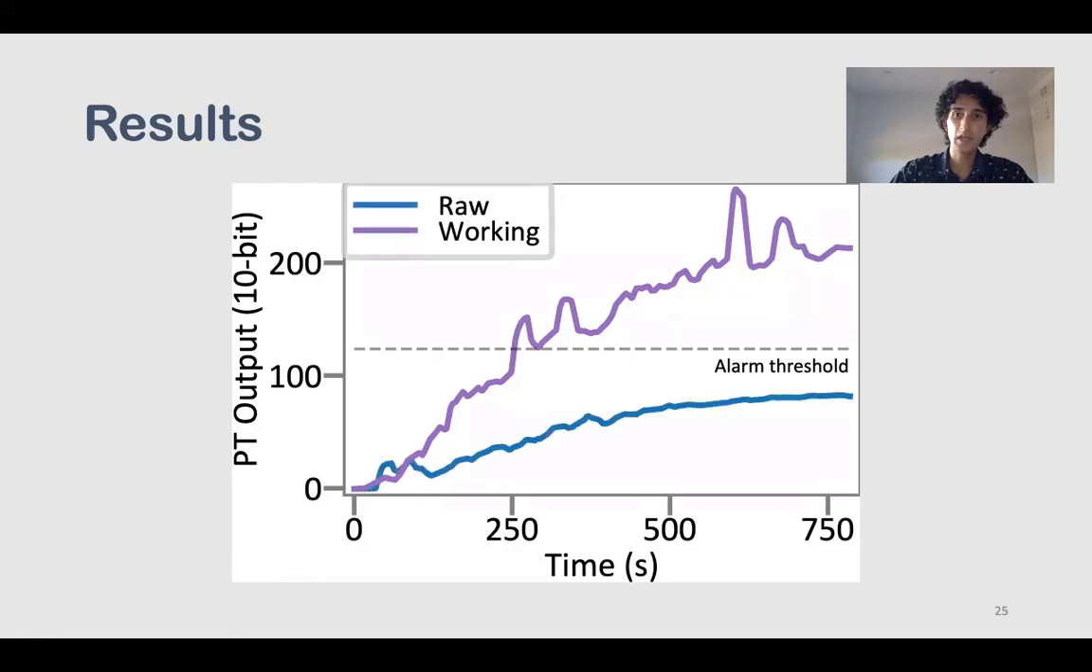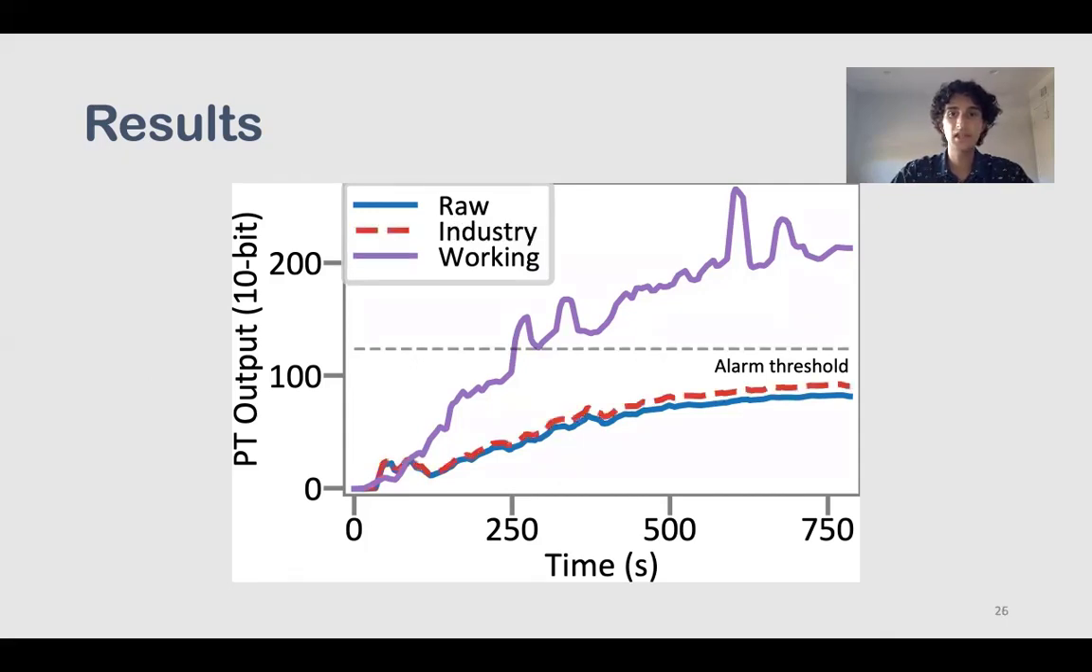This blue line shows the behavior of a drifted phototransistor. As you can see, its output is still increasing as the density of smoke increases, but much more slowly, and it never crosses this alarm threshold. So the key challenge is coming up with a way to quantify how much it has drifted and amplify its output so that it matches the behavior of this working smoke detector.